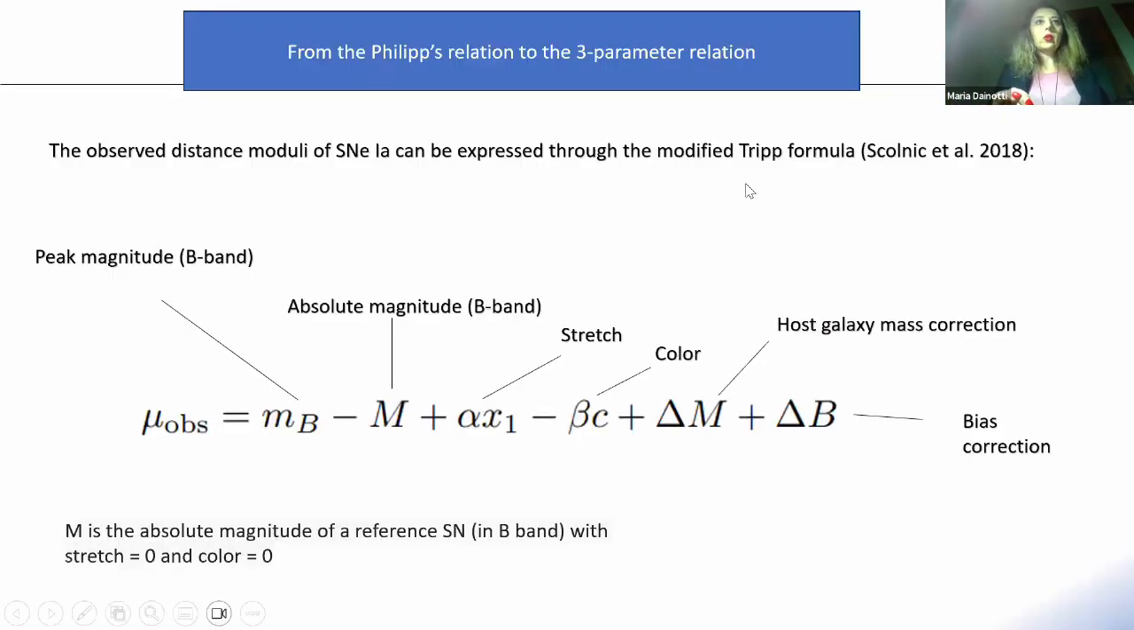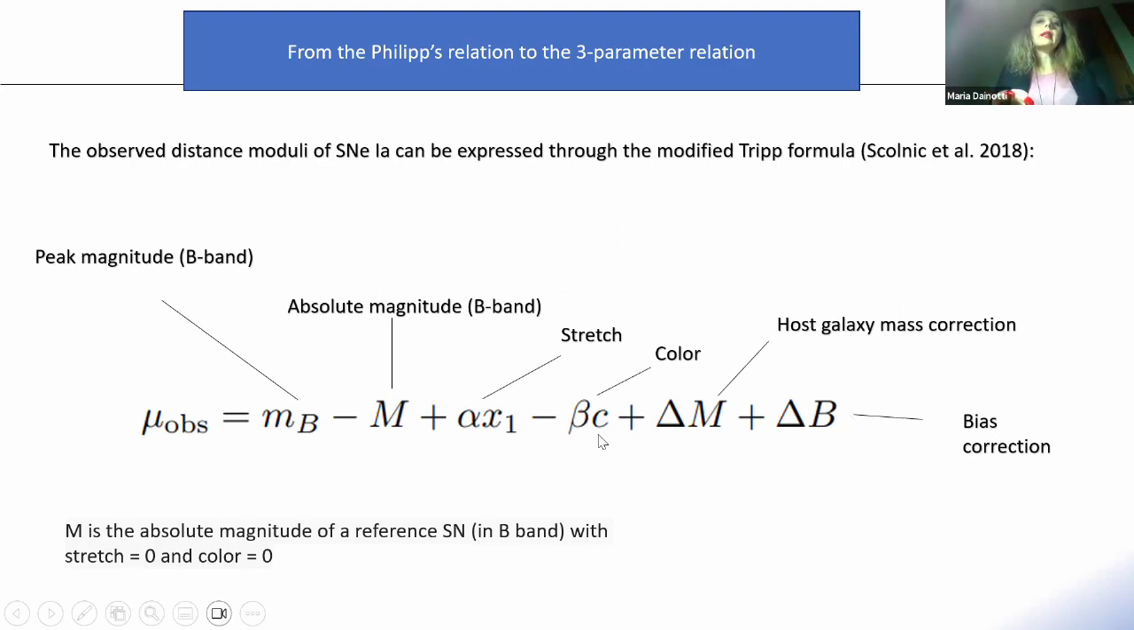So what we did was to take the formula for the observed distance moduli from the supernovae. This is expressed through the modified Tripp formula, and it is also present in the treatment in Scolnic et al. 2018. We have here the absolute magnitude for a reference supernova in the B band with a given stretch and color 0. Then we have the observed peak magnitude in the B band, the stretch x1, the color C, the host galaxy mass extinction, and the bias correction according to the treatment in this paper.